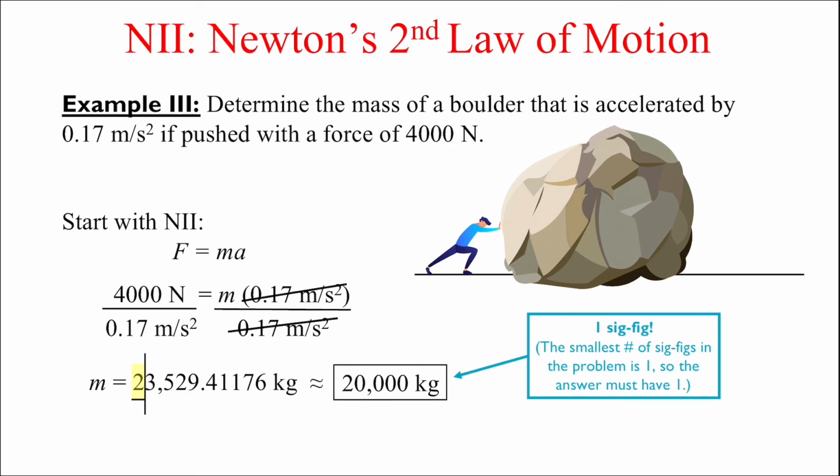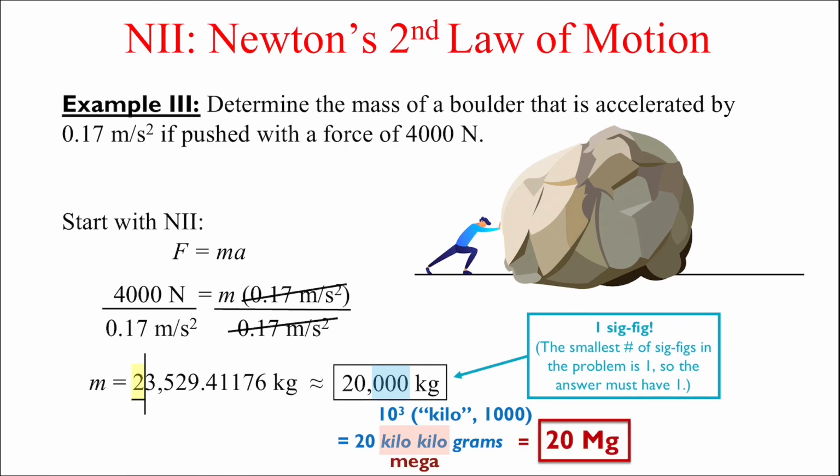Now, 20,000 kilograms is also 20 kilograms. Though we don't generally use this term as a unit of mass, we could also say that this boulder's mass is 20 megagrams, since a kilo, or 1,000, is the same thing as 1 mega, or a million.